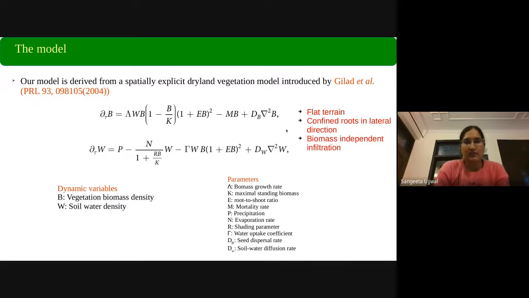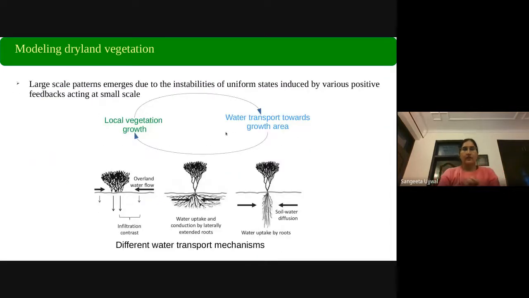While formulating this model, various feedbacks have been considered. Basically there is a positive feedback between local vegetation growth and water transport towards the growth area. If more water gets transported to a particular region of the plant, then there will be more growth. And if there is more growth of the plants, then the plant will be able to take more water from the ground. So there is a positive feedback between these two factors, and this positive feedback has been incorporated in those equations.